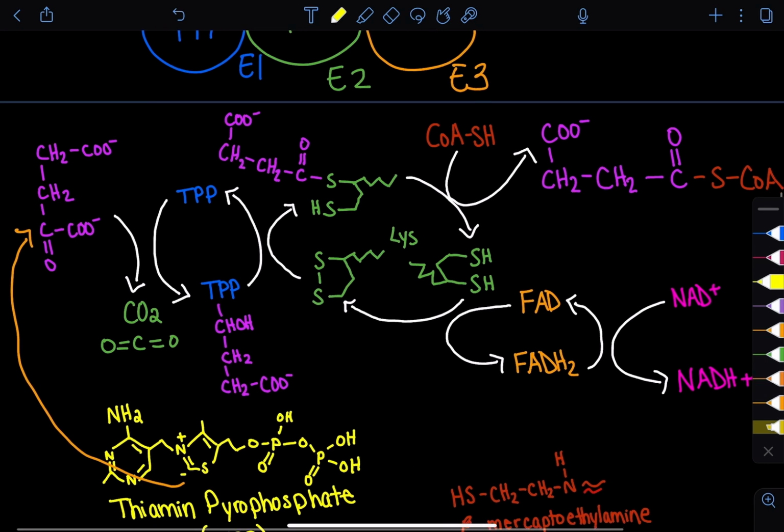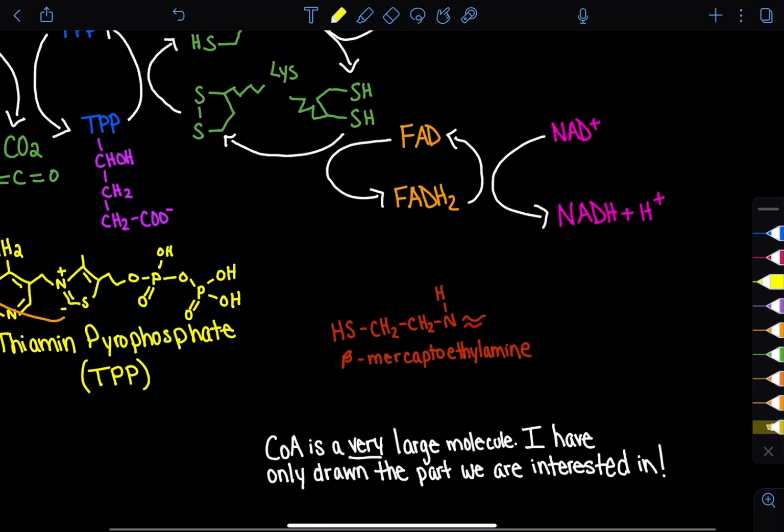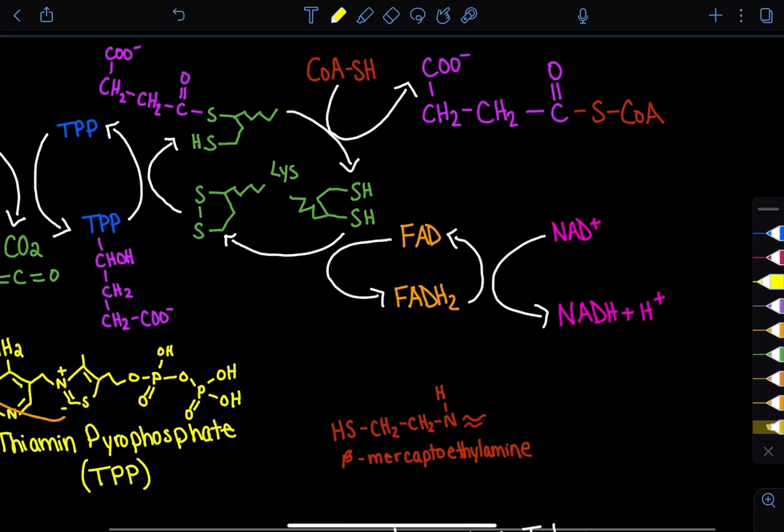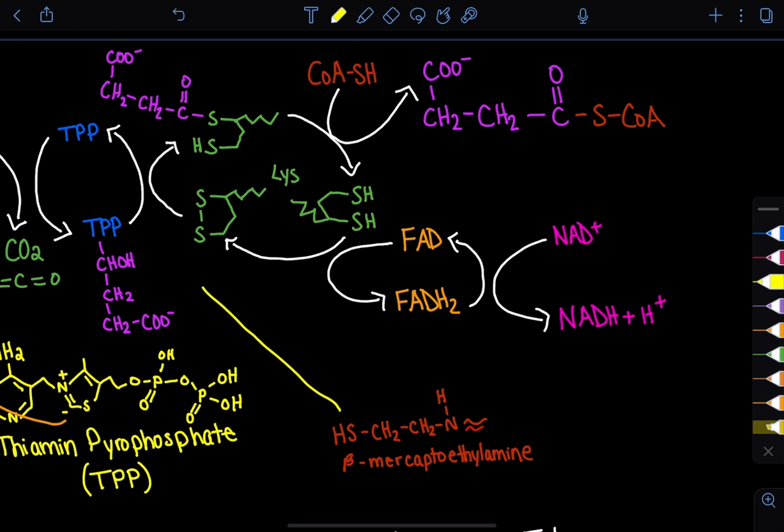The next step that happens is we have coenzyme A come in. So coenzyme A is a very large molecule. And I have only drawn out the part that we are interested in. And we are interested in this part right over here. So coenzyme A has this group right over here, this sulfur. So this sulfur is very important because it can act as a nucleophile. It's a good nucleophile. And it's going to nucleophilically attack the carbon right over here.